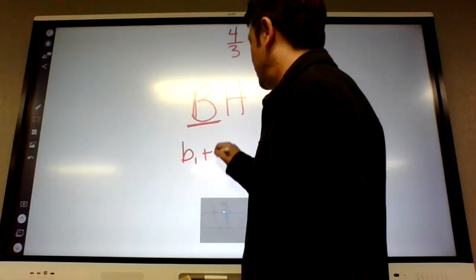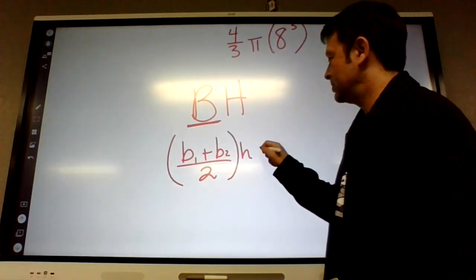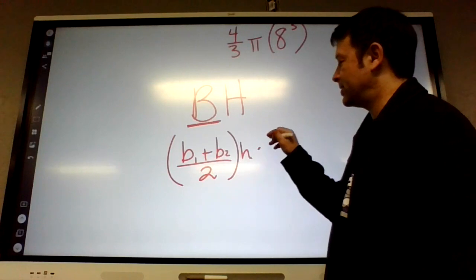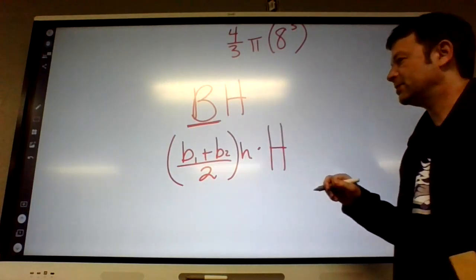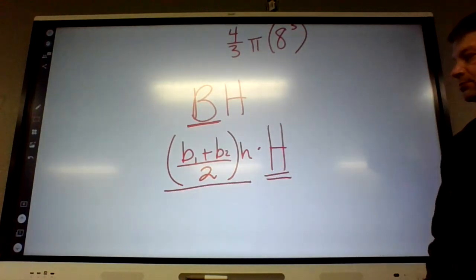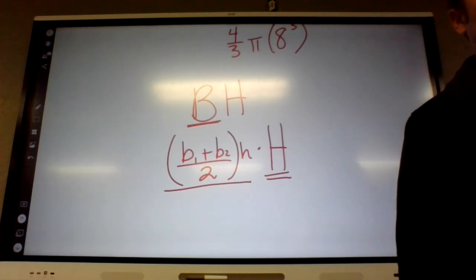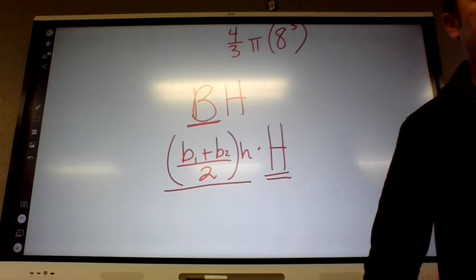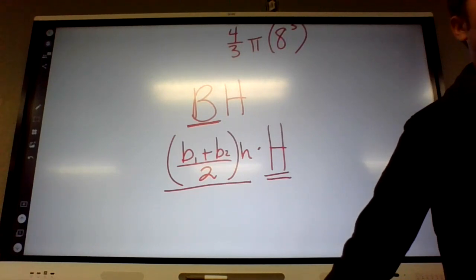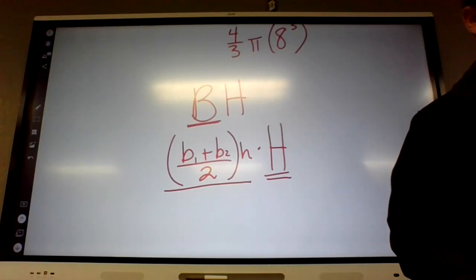So we need to do base 1 plus base 2 divided by 2 times the little height, or the trapezoid height, times the prism height. Area of the base times height. What would the bases of the trapezoid be? Little base and little base, for number 8.